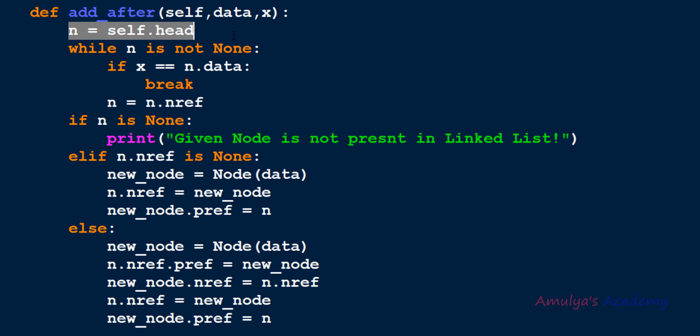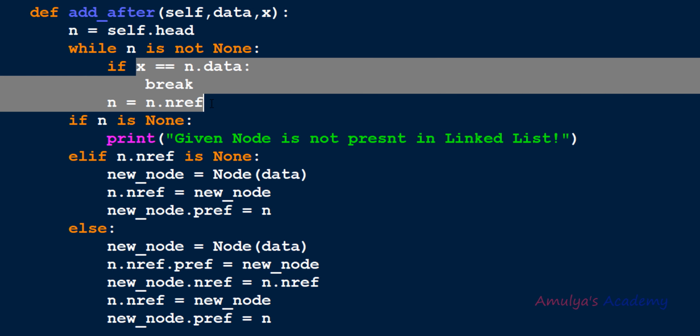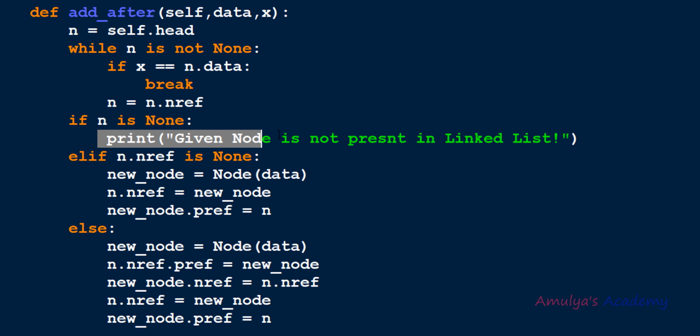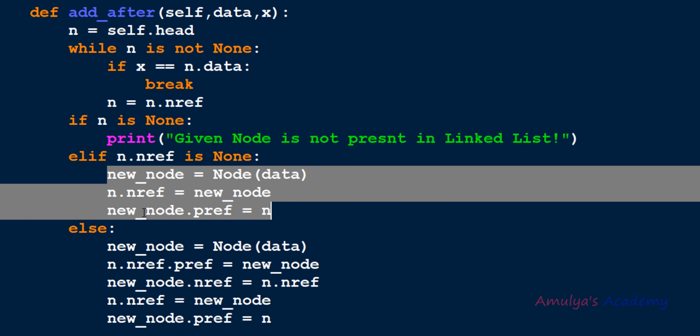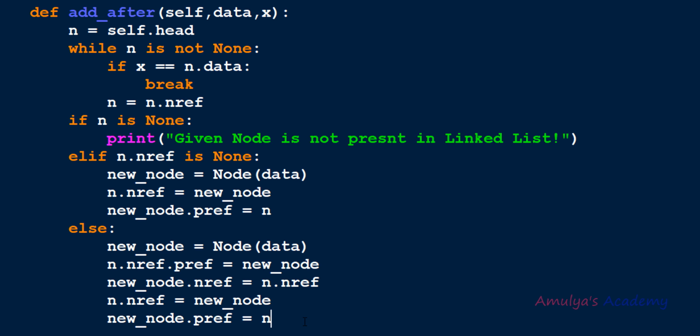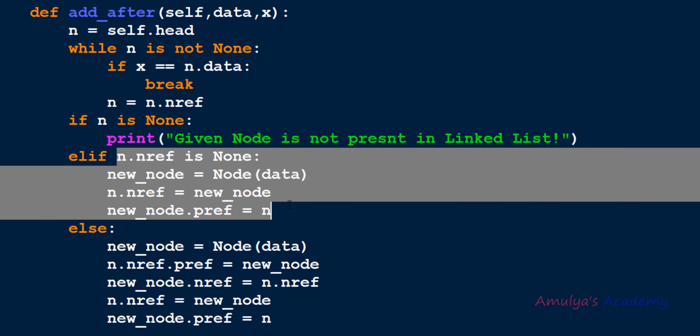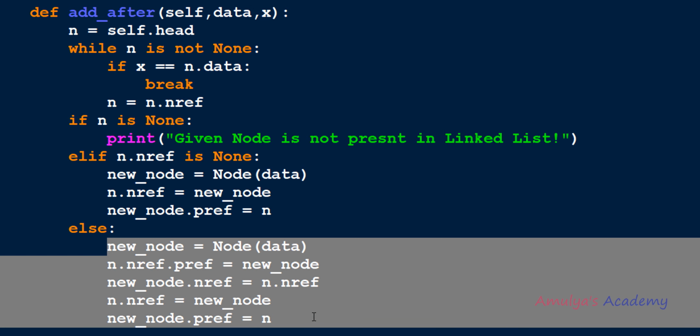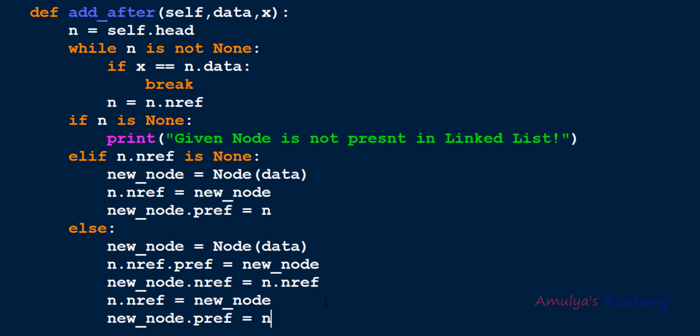Here we won't check whether the linked list is empty or not, like I explained in the add after method of the singly linked list. First I'll check while n is not none, and I'll search for x. If x is not present, I'll print this message, and here I'll take a separate condition for the last node. I'll check whether we are inserting the new node after the last node. If yes, then I'll write a separate condition, and in the else part I'll write the separate condition for the rest of the nodes. You can write the code like this also. You can analyze this code, and if you have any doubt you can ask me.